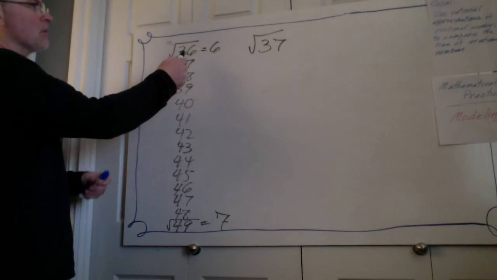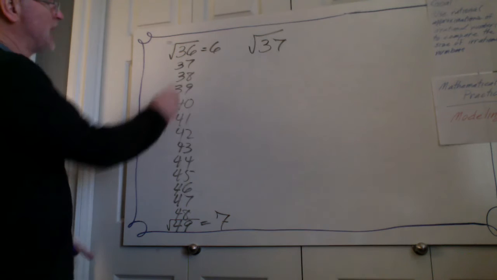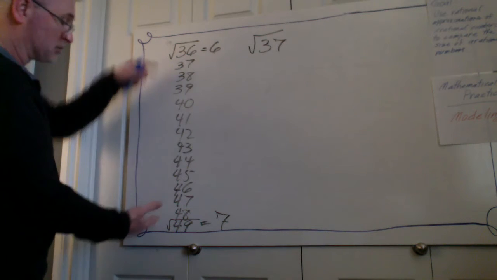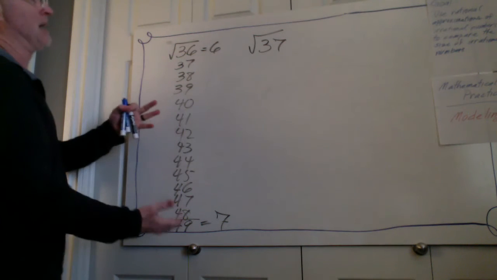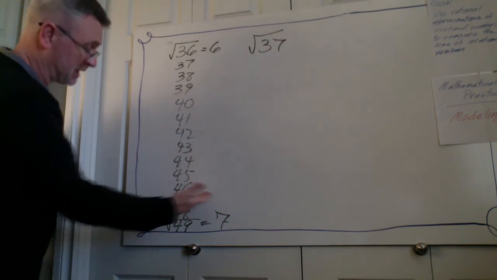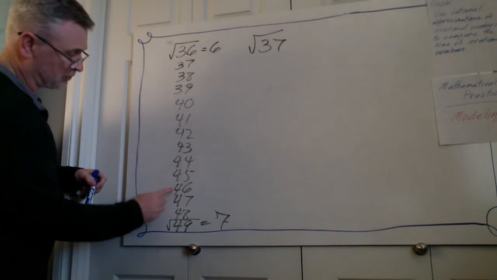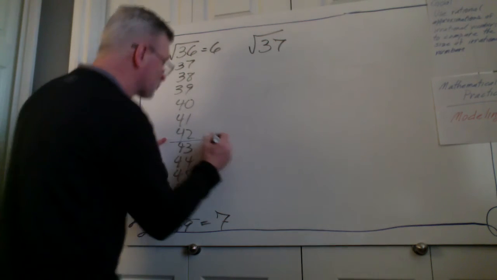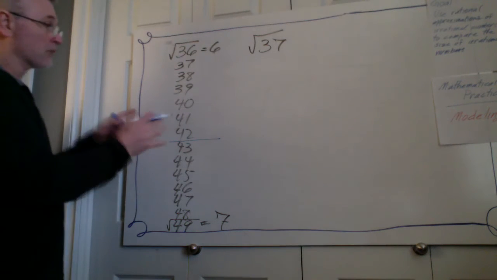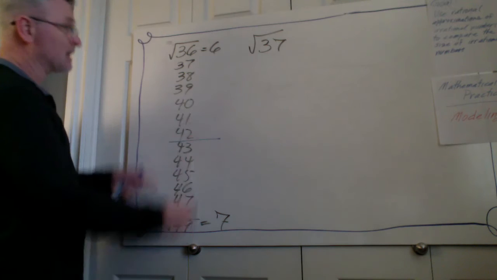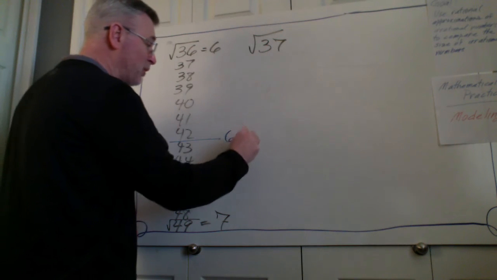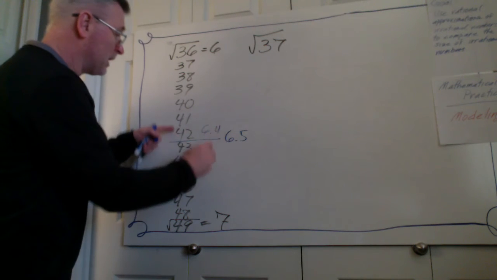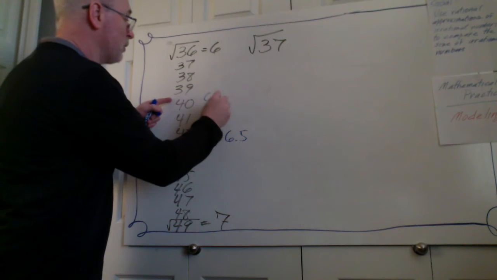So look how many numbers we have: 1, 2, 3, 4, 5, 6, 7, 8, 9, 10, 11, 12. There are 12 numbers between 36 and 49. So if I was to look at the middle one, 1, 2, 3, 4, 5, 6, 1, 2, 3, 4, 5, 6, the middle is right here. So if we're looking for a square root of something between 6 and 7, here's where the 6.5 sits. So I might say that this one was maybe a 6.4, maybe a 6.3, 6.2.